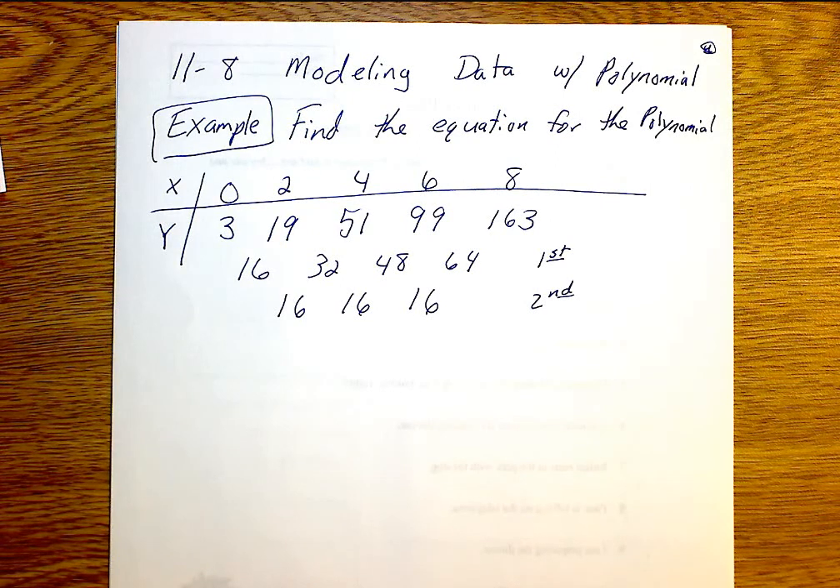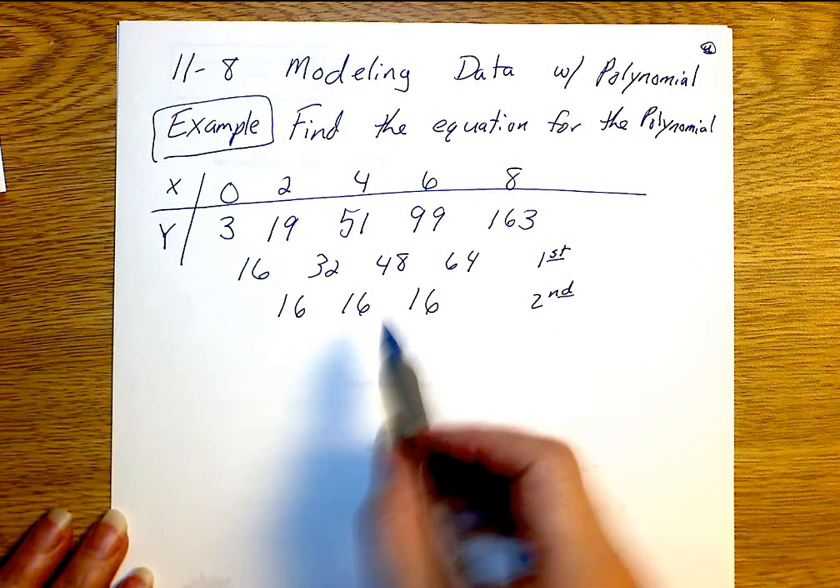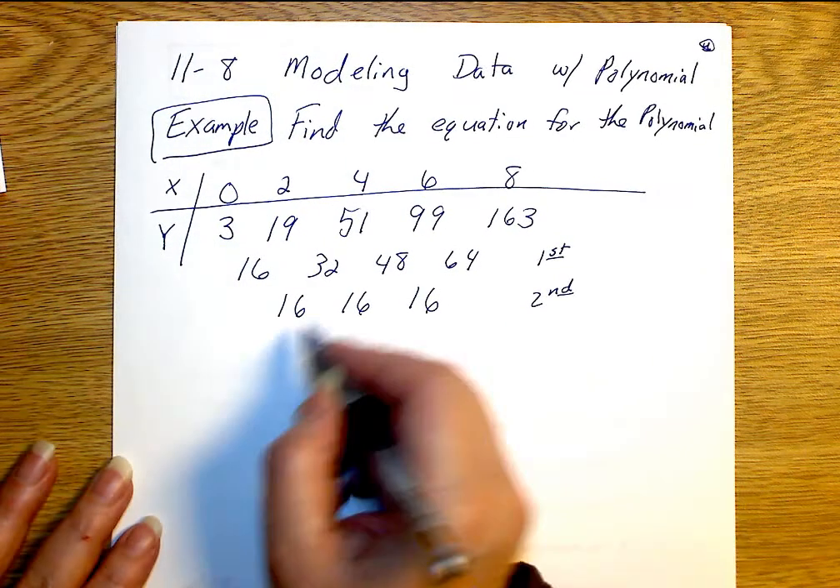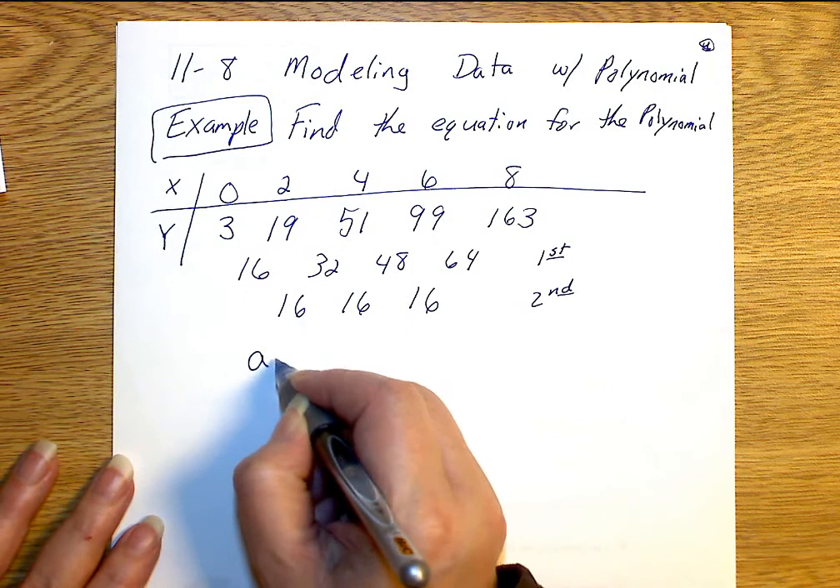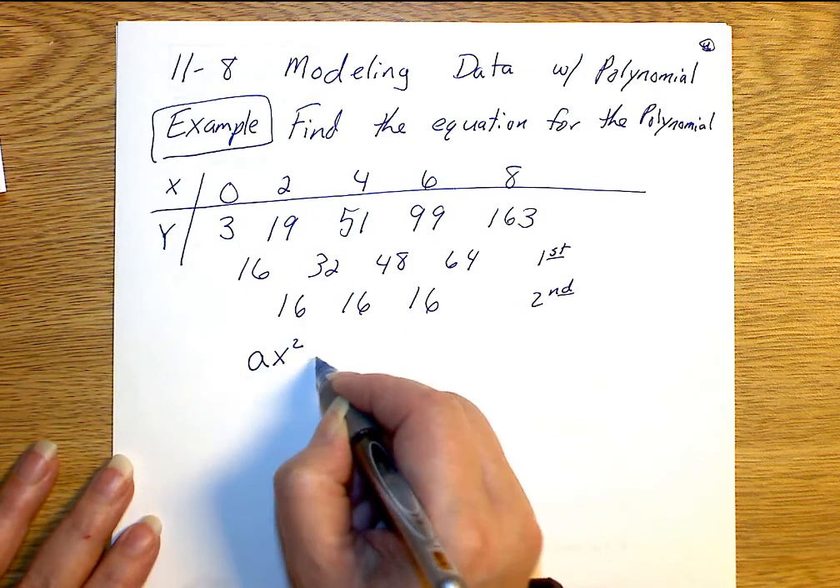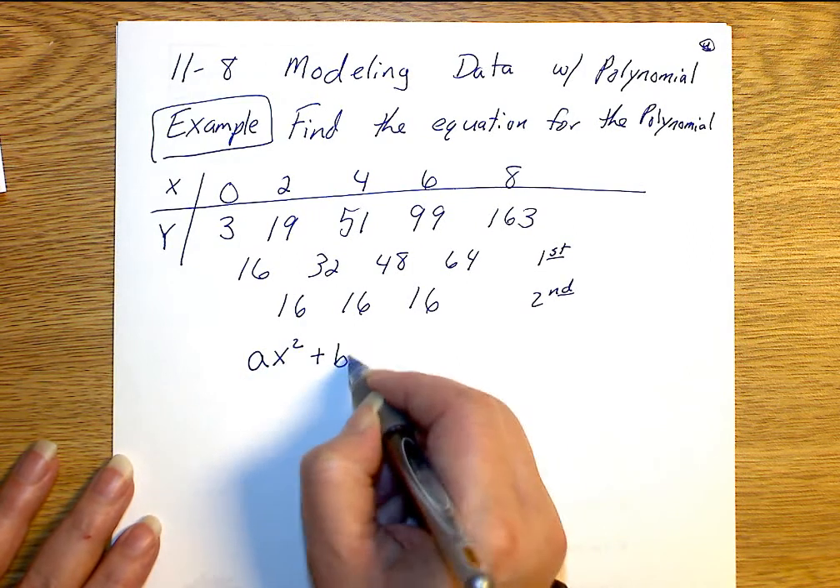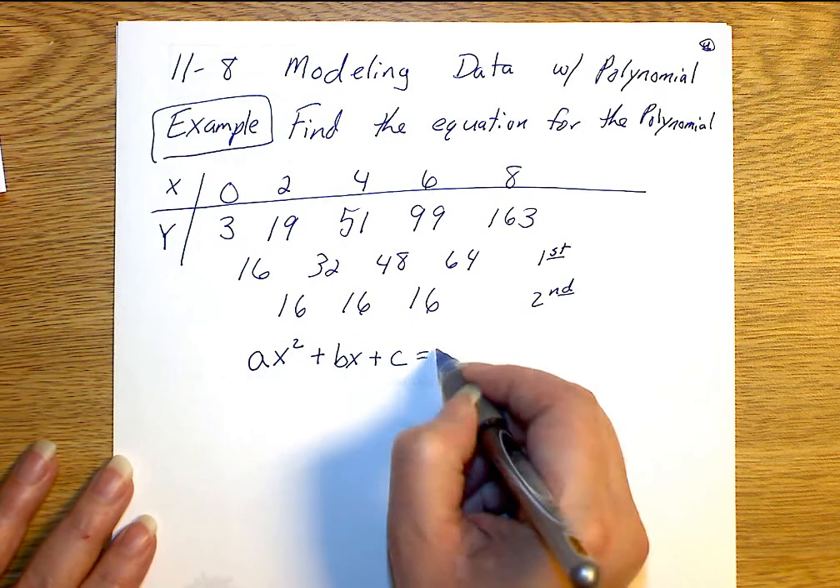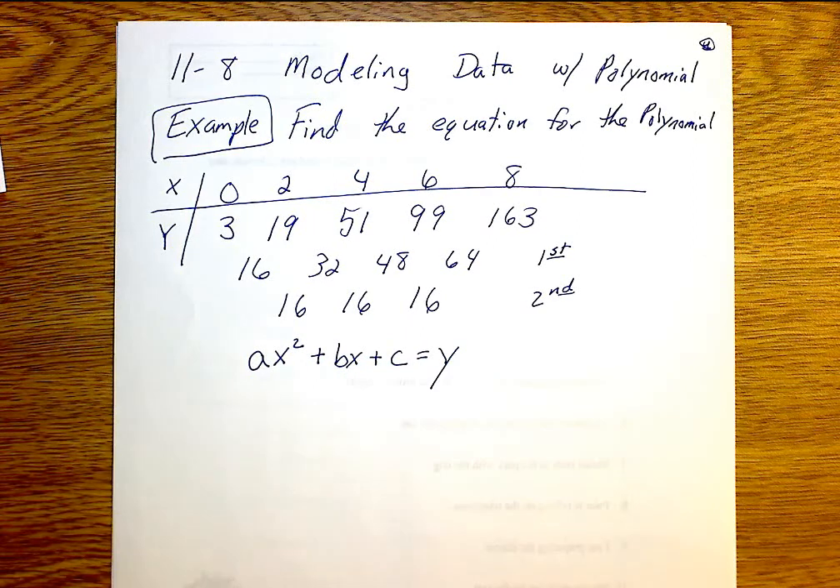Alright, if it is a second degree polynomial, hopefully you all agree that means that it's ax squared plus bx plus c is equal to y. We don't know what a, b, or c is. Those are some constant, but we know that it's going to have x squared, and then we have an x, and then that equals y. Anybody not know how I got that part?